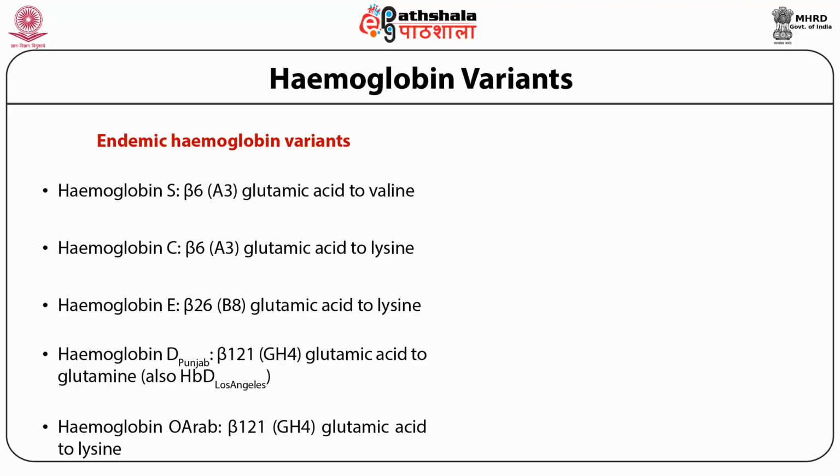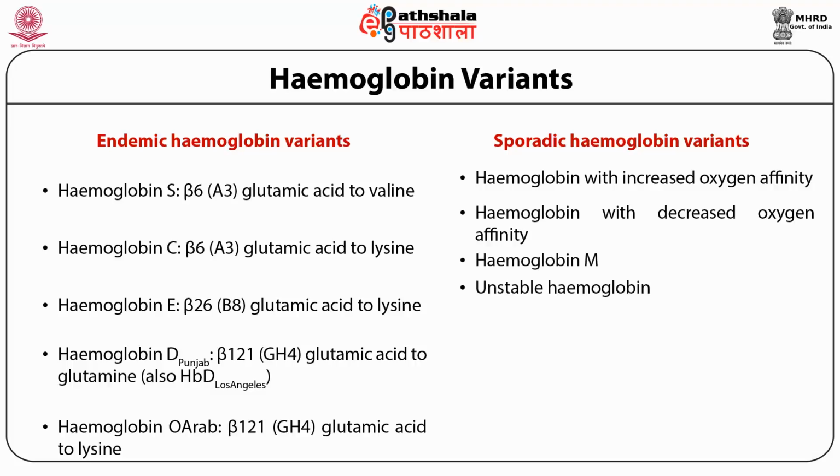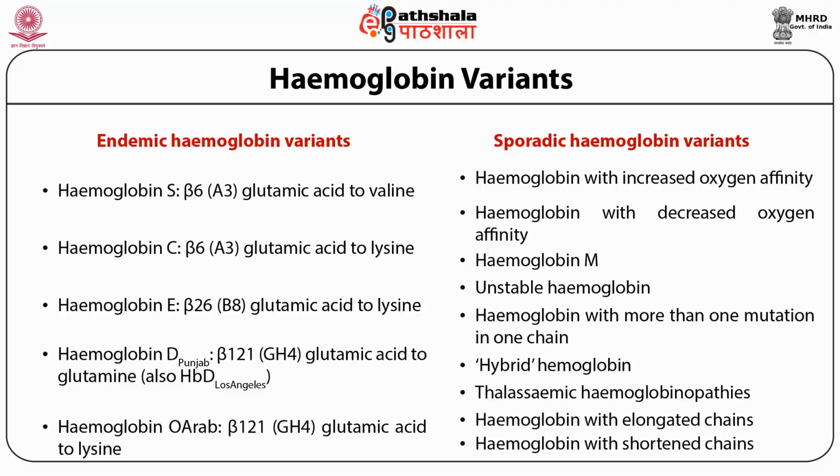Another type of variant is the sporadic hemoglobin variant. The most common examples of sporadic hemoglobin variants are hemoglobin with increased oxygen affinity, hemoglobin with decreased oxygen affinity, hemoglobin M, unstable hemoglobin, hemoglobin with more than one mutation in one chain, hybrid hemoglobin, thalassemic hemoglobinopathies, hemoglobin with elongated chains, and hemoglobin with shortened chains.